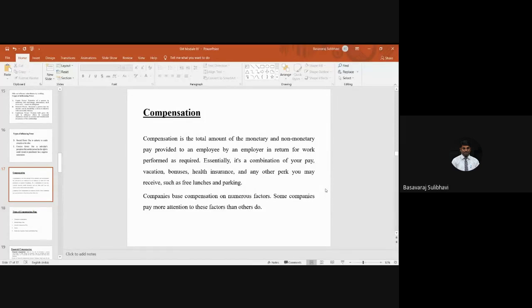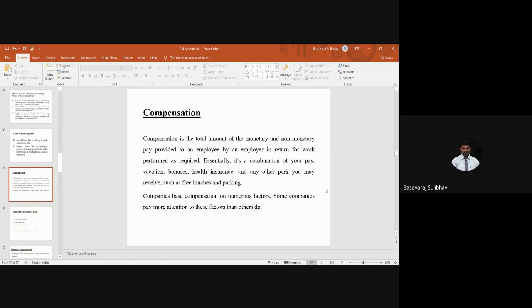Fine. So essentially it is a combination of your pay. Even compensation includes the vacations which are going to be given by the organization, in the form of non-monetary pay, the bonuses, the health insurance, where the premiums will be paid by the organization or the employer on behalf of the employee. This also comes under your compensation.